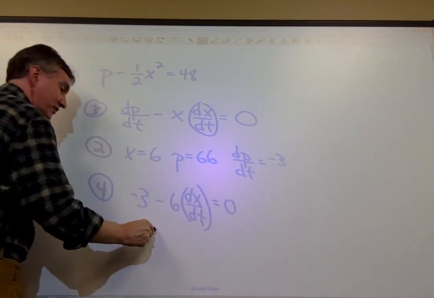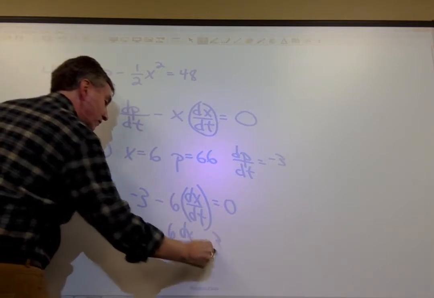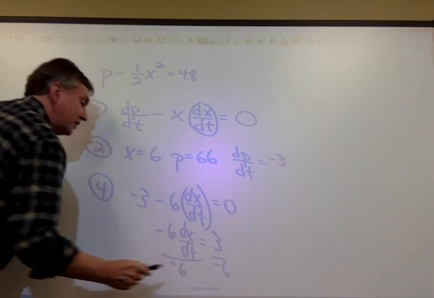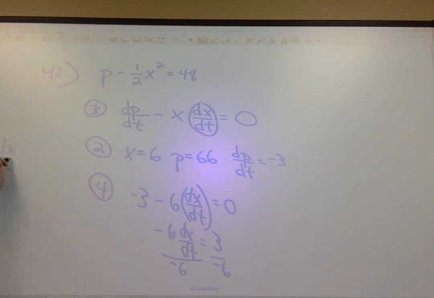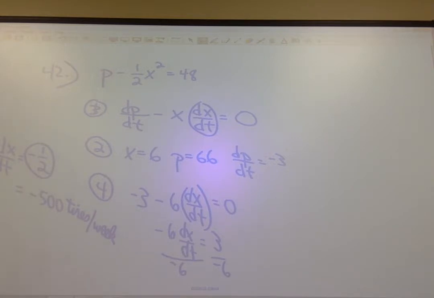If I add 3, if I divide by -6, tell me what dx/dt is. Yes. Now think about this. Didn't they say the supply was in thousands? What is half of 1,000? So that's -500 tires per week. Would that be how we would interpret that rate of change? The supply is decreasing at 500 tires per week, half of 1,000.